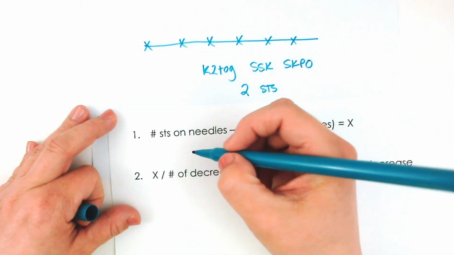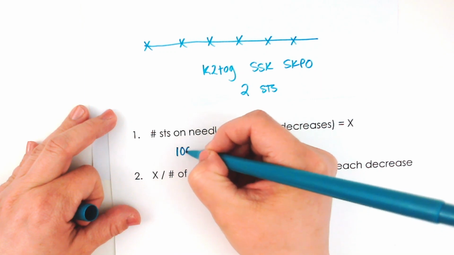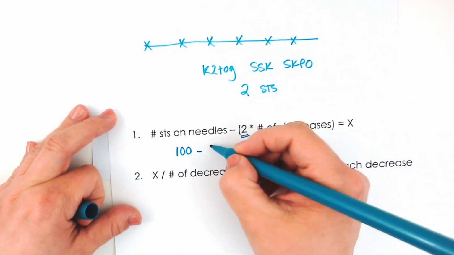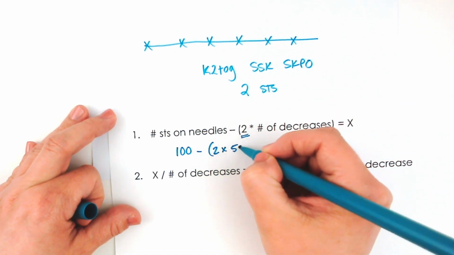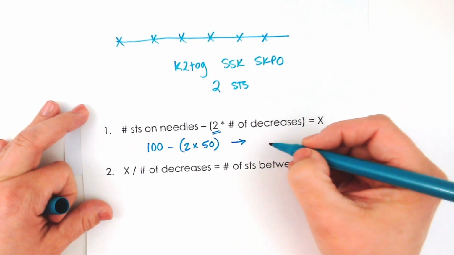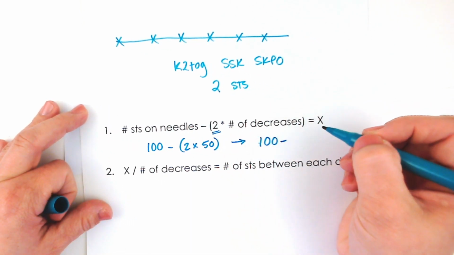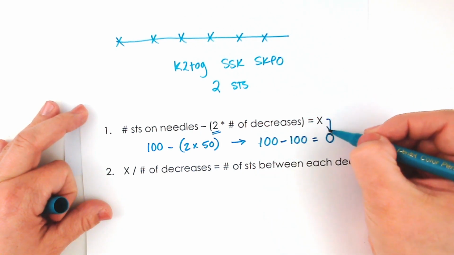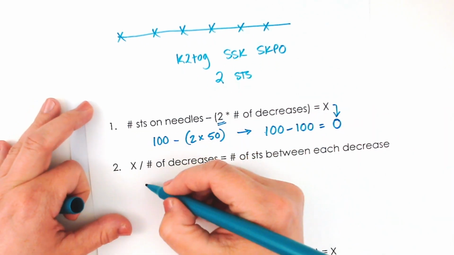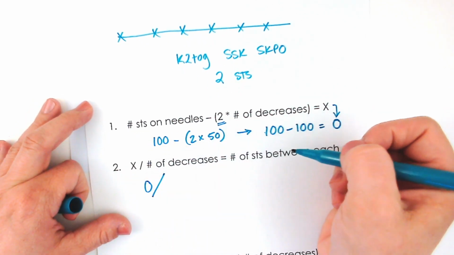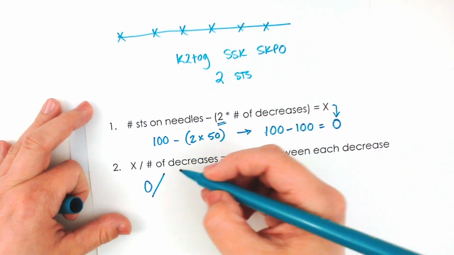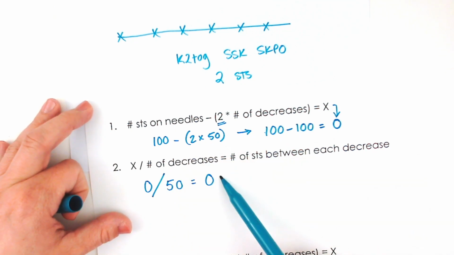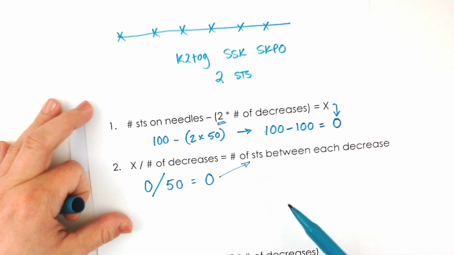So for the first example, let's make it pretty easy. 100 stitches on the needles minus, let's say we want to decrease 50 stitches. 2 times 50. So that is 100 minus 100 equals 0. So X in this case is equal to 0. So 0 divided by the number of decreases, this one here, 50, equals 0. And so 0 is the number of stitches between each decrease.